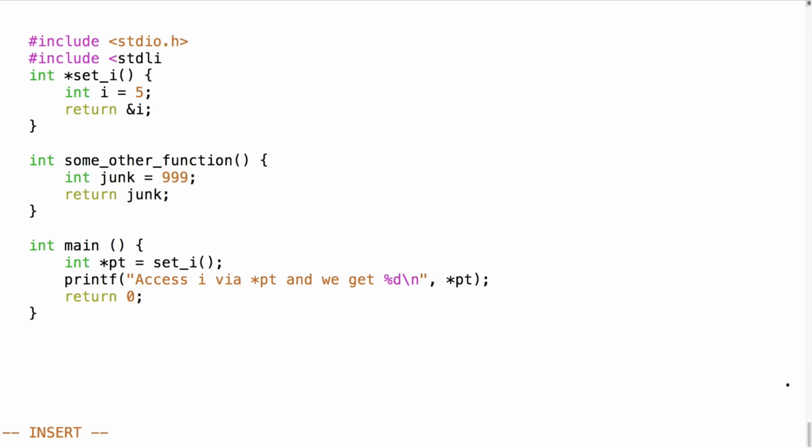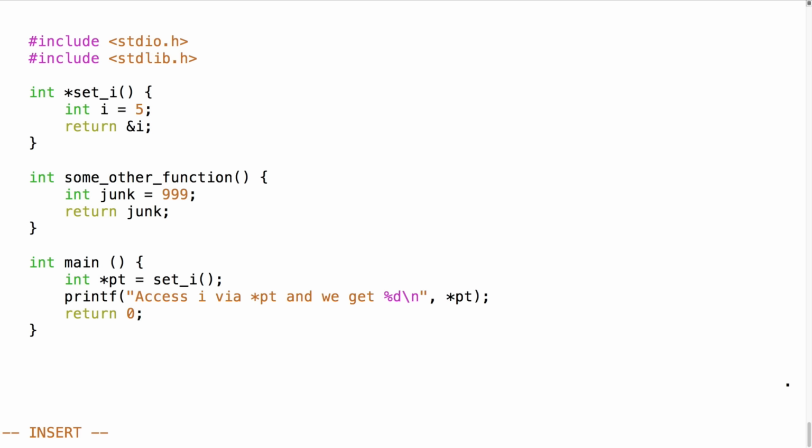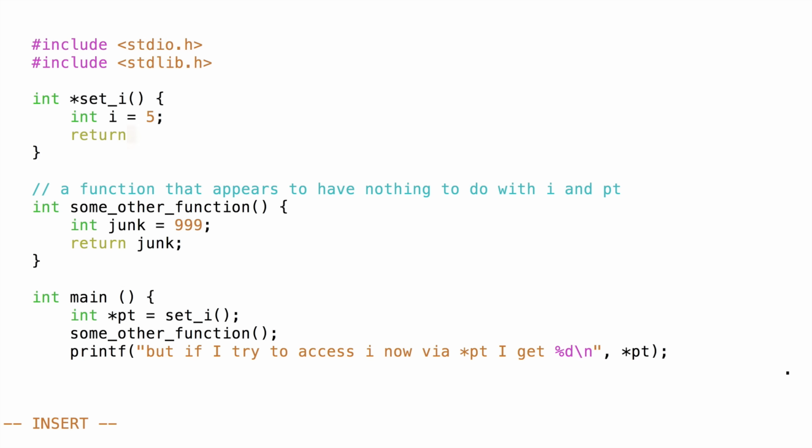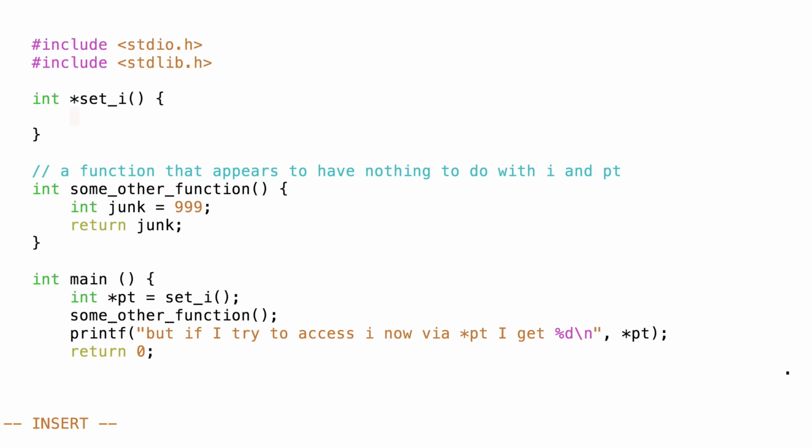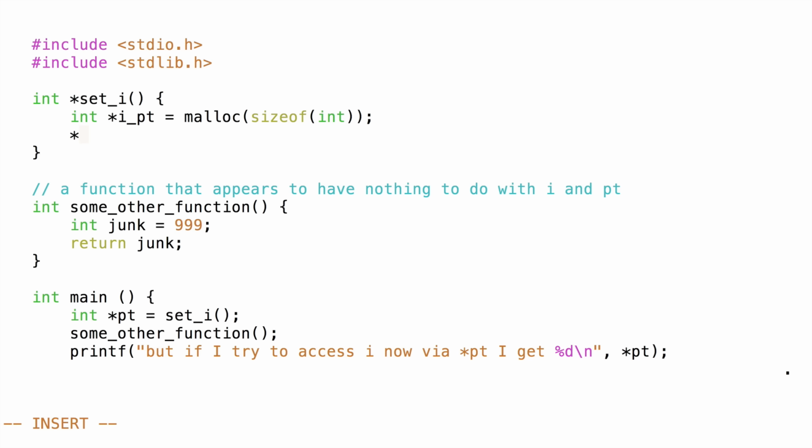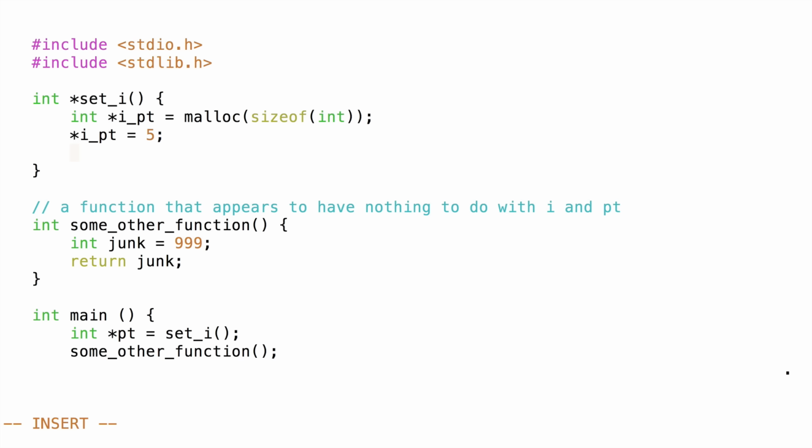Now let's change our function setI to allocate space for I on the heap rather than on the stack. Instead of simply declaring I, we will declare a pointer to I. We'll call malloc and pass it sizeof int as the parameter so that it allocates enough space to hold one integer. This call returns a void pointer, but we assign it directly to our integer pointer, indicating that we will use the allocated memory as an int. Now we assign 5 to the dereferenced value of ipt.